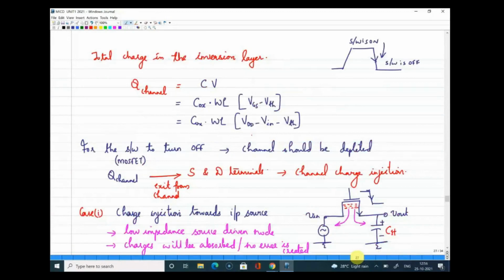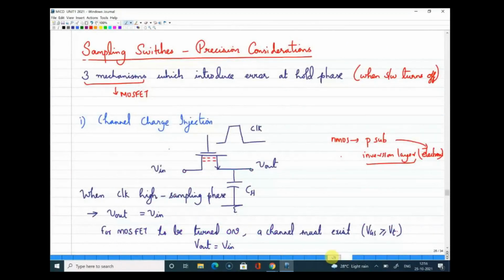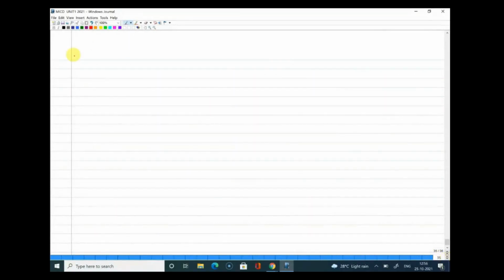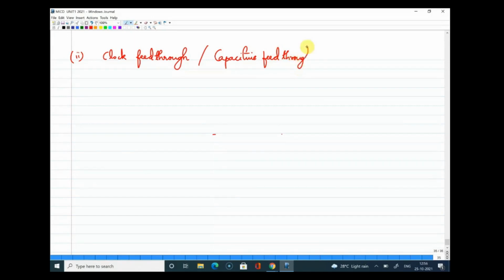Right. Just to summarize, we are looking at the precision considerations of sampling switches, and we stated that there are three mechanisms. Channel charge injection is the first, and I hope you understood that. Now let us quickly move to the second mechanism, called clock feedthrough, or capacitive feedthrough.